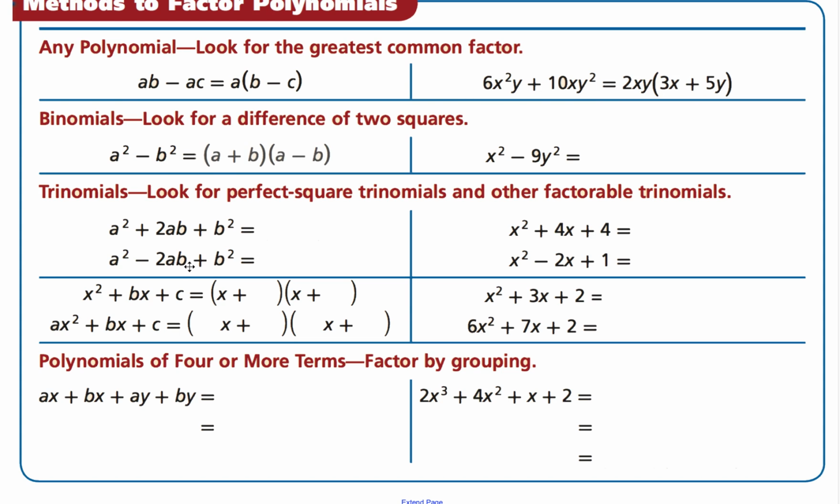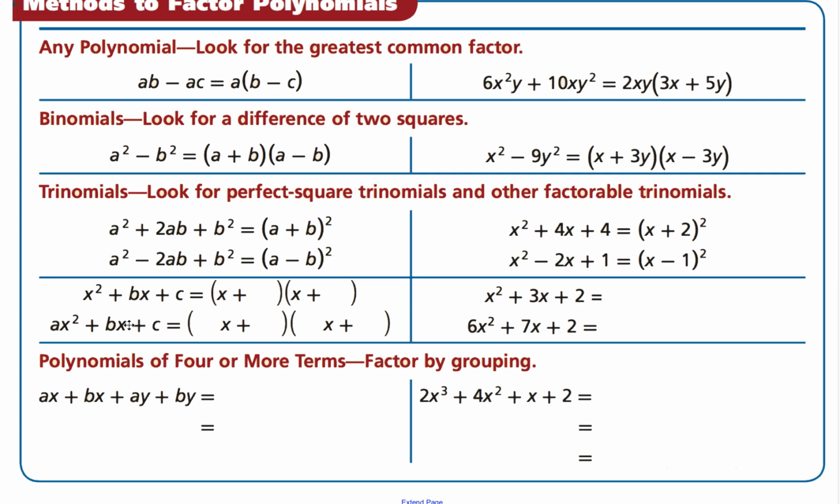The difference of two squares: one factor is the sum of the two numbers, the other is the difference. Here's an example. Take the square root of both terms, and we get x minus 3y and x plus 3y. When we're factoring trinomials, we want to look for perfect square trinomials that we just talked about. So here is how those factor. Remember, if the middle term is double the product, then it factors in this way. Here's an example. The square root of 4 is 2, and if we double that, we do get 4, so this is x plus 2 squared. The square root of 1 is 1, and if we double it, we do get 2, so this is x minus 1, the quantity squared.